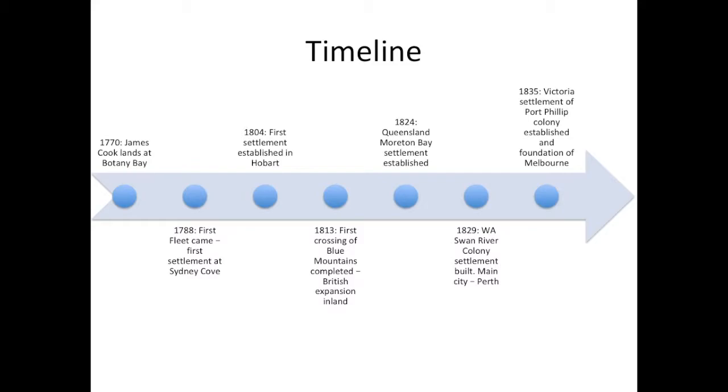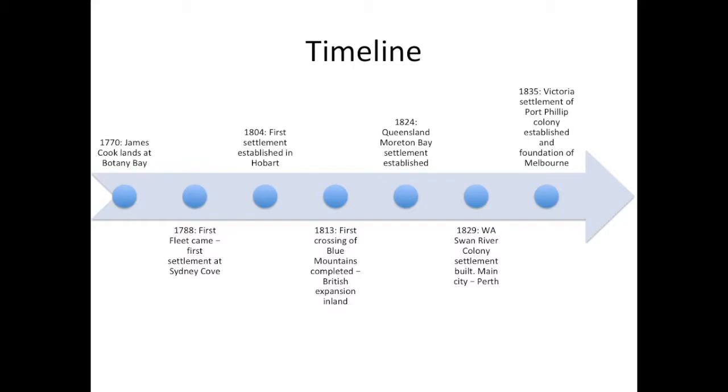In 1788, the first fleet came and was the first settlement at Sydney Cove. In 1804, the first settlement was established in Hobart. In 1813, the first crossing of the Blue Mountains was completed, and there was British expansion inland. In 1824, the Queensland Moreton Bay settlement was established.